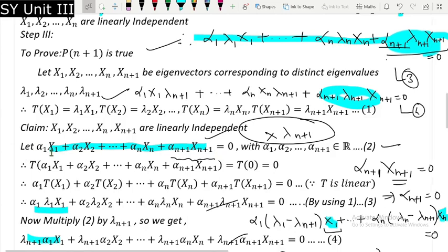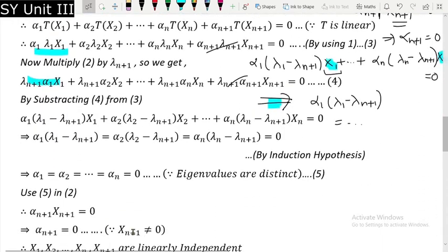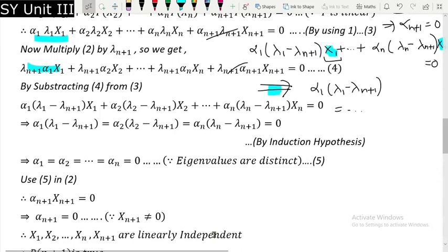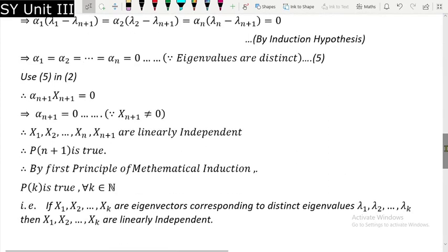So we have proved that all the scalars alpha 1, alpha 2 up to alpha n plus 1 are equal to 0, and therefore x1, x2 up to xn plus 1 are linearly independent, and that is what we wanted to prove. Since xn plus 1 is non-zero, alpha n plus 1 is equal to 0, and therefore by the first principle of mathematical induction we got our result. So this is regarding this theorem. A very beautiful theorem. In this theorem we have proved that the eigenvectors corresponding to distinct eigenvalues are always linearly independent.